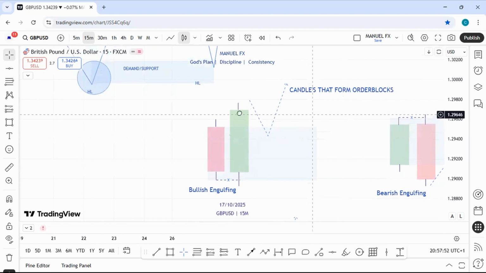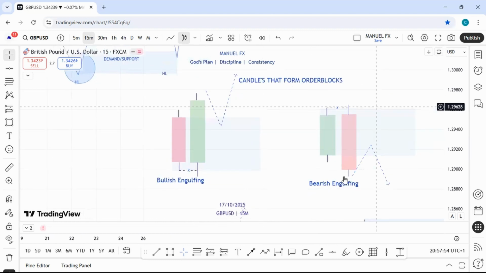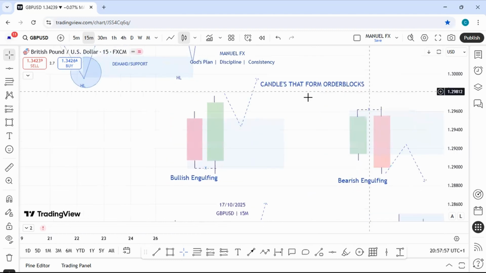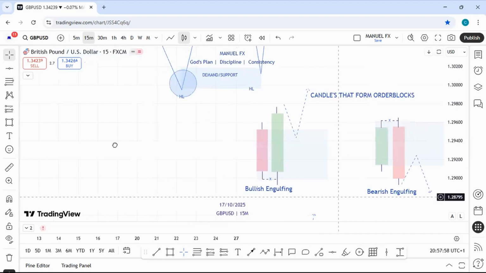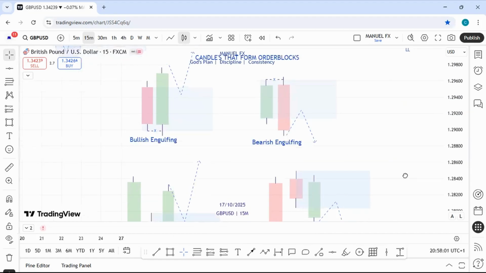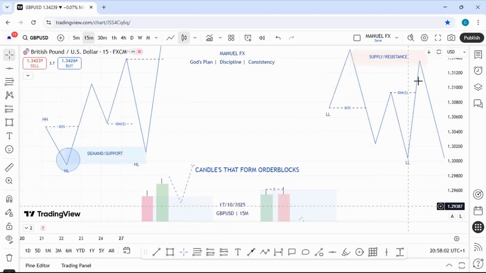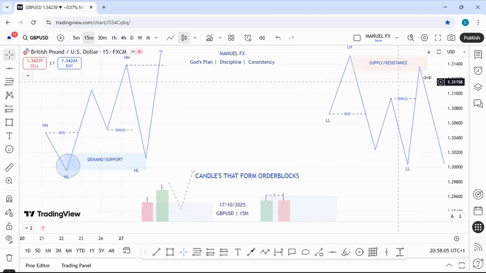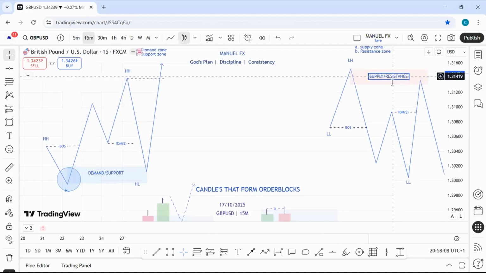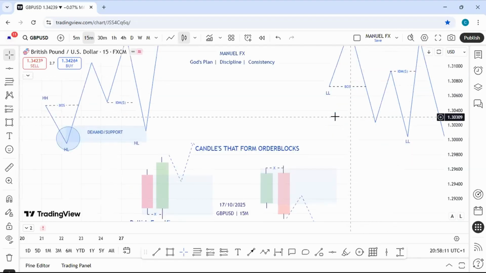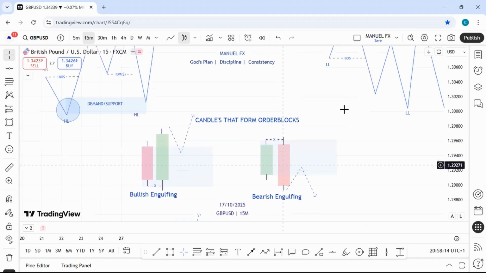Then for bearish engulfing, the same thing happens. This one now is for downtrend. Bullish engulfing is for an uptrend. Bearish engulfing is for a downtrend. Now for bearish engulfing, it means that this supply or resistance zone is not just a block, it's a candle formation.